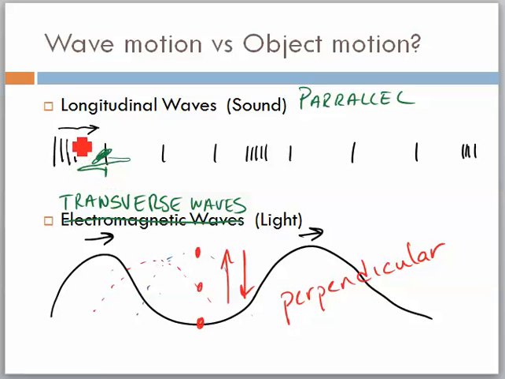My longitudinal wave is moving to the right. The particle moved left and right. It moved parallel. In a transverse wave, my wave is moving to the right, but the piece of tape moved up and down, so the particle moved perpendicular.